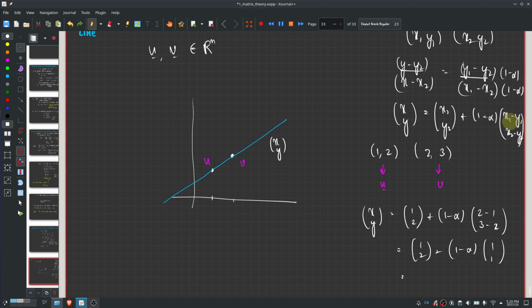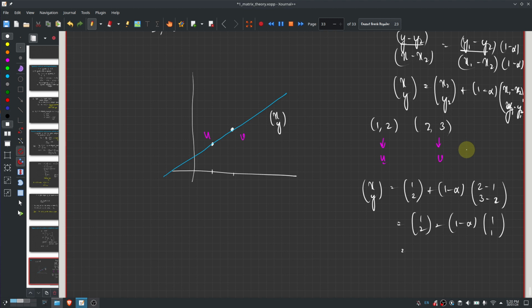X1 I think here it should have been x1 minus x2 and y1 minus y2. So what is the slope of this particular line? 1, right? So let's look at the set of all points x comma y satisfying x comma y equal to 1 comma 2 plus 1 minus alpha times 1 comma 1. What is the slope of this particular line?